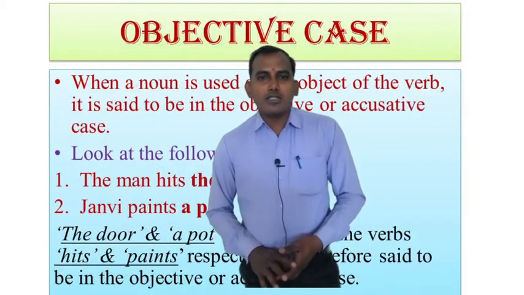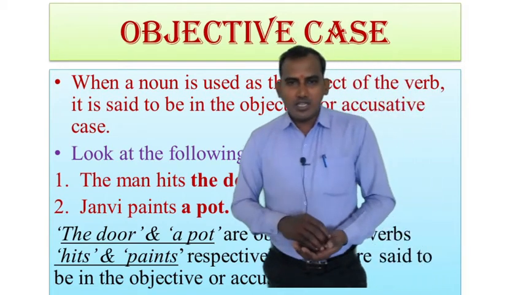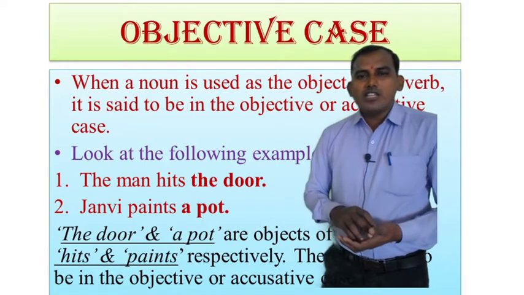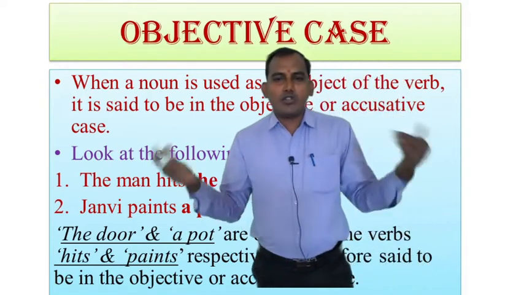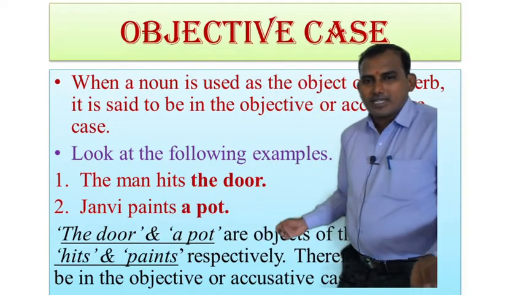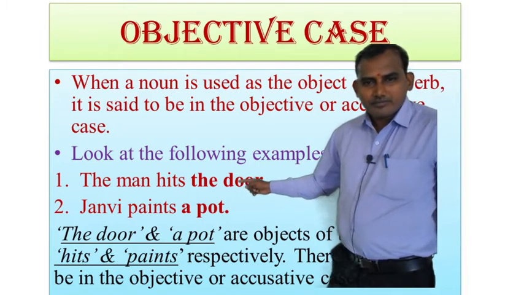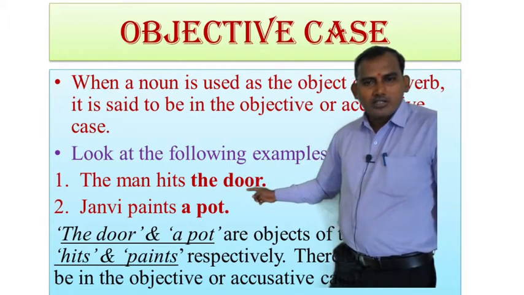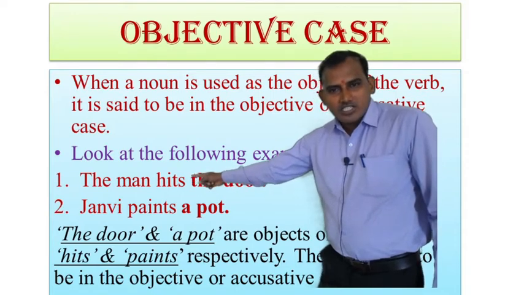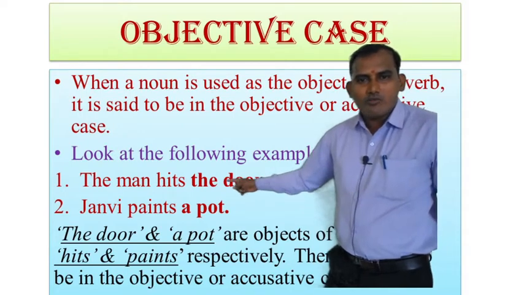Now, objective case. When a noun is used as the object of the verb, then it is said to be in the objective case. Look at the following sentences. The man hits the dog. Hits is the verb in this sentence and the dog is the object of the verb hits.